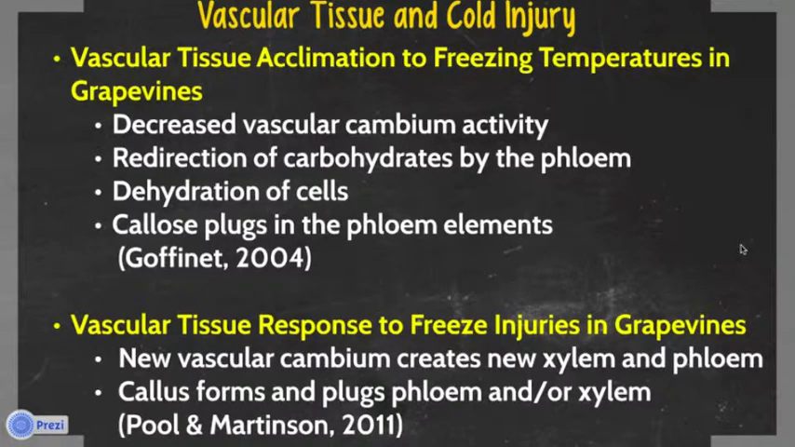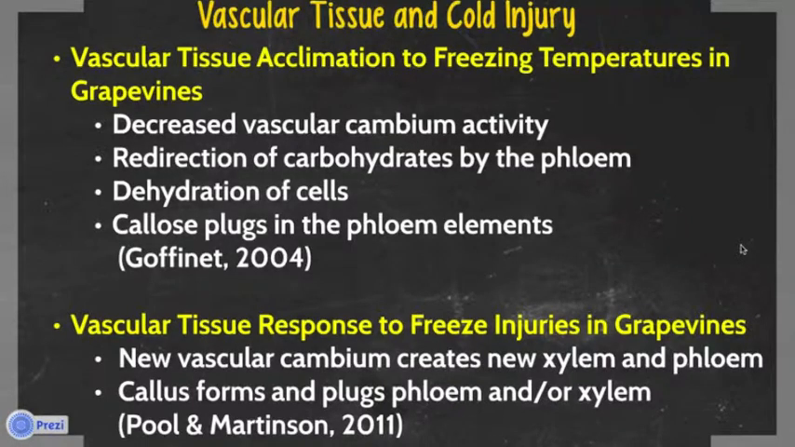In a study by Martin Goffinet of Cornell University, he looked at the different ways in which the vascular tissue of grapevines acclimated to cold weather injury. First off, he noted that activity in the vascular cambium and leaf production slowed down. Furthermore, carbohydrates would be directed to different locations such as the canes, cordons, trunks, and roots by the phloem. Cells would become dehydrated in order to prepare for the freezing temperatures. Finally, callose deposits would form and plug the phloem elements.